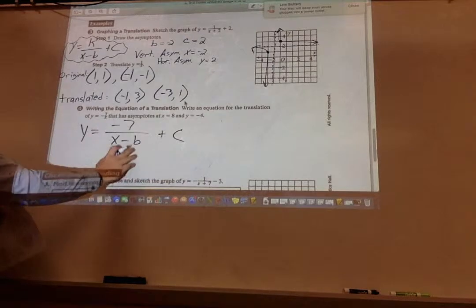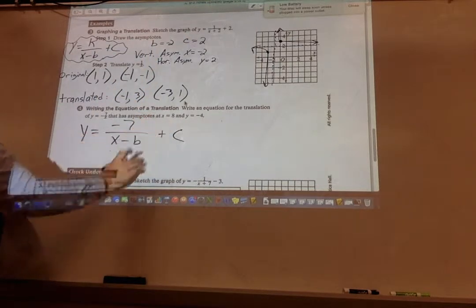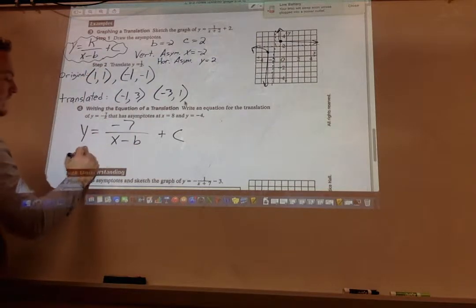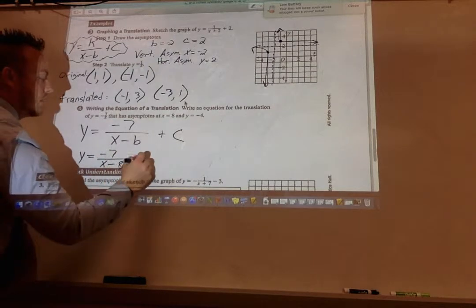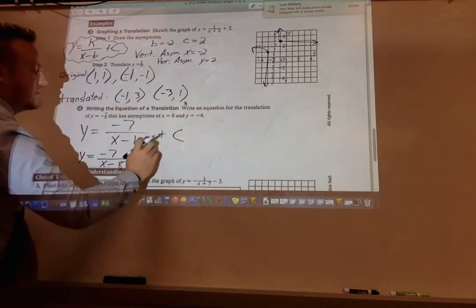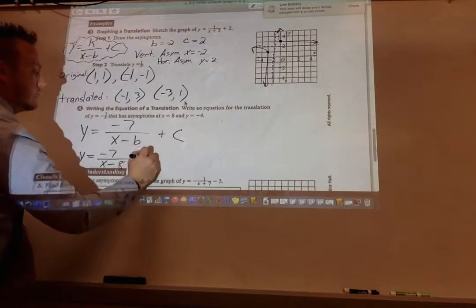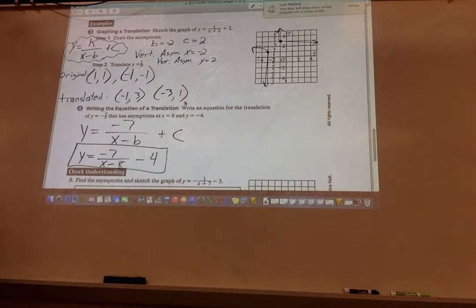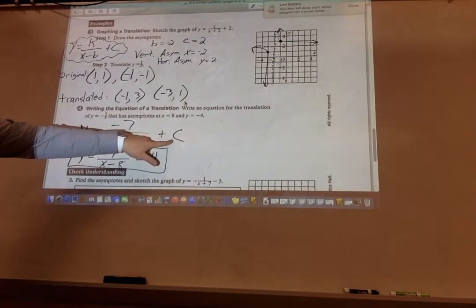Plugging in those values then, b represents my asymptote where it is. From our previous example, you can see how that connects. So y is equal to -7 over x minus 8. And then the c is going to be just like the c is up there. It's going to be -4. This is our final answer for that one. So this is your vertical asymptote. This is your horizontal asymptote.